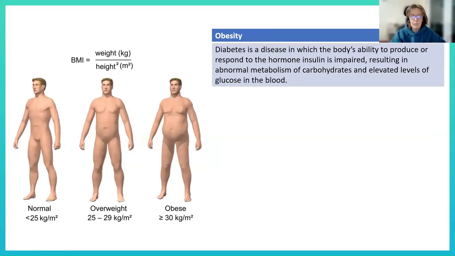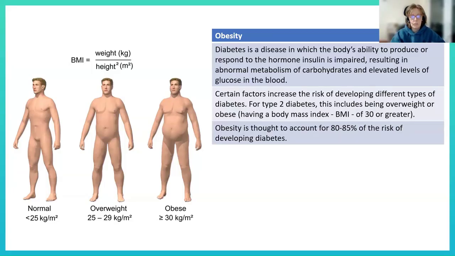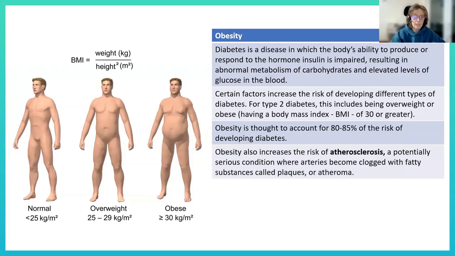Another example of environmental disease is things that are caused by obesity, like diabetes, which is the body's ability to produce and respond to insulin. That becomes impaired if you get extremely overweight, and you end up not being able to metabolize sugars and carbohydrates well. Lots of glucose in the blood. You're at really high risk if you've got a high BMI, so 30 or greater. Basically, the more overweight or obese you are, the higher your risk. And it's thought that obesity, which obviously has an environmental cause most of the time, accounts for 80 to 85% of the risk of developing diabetes.